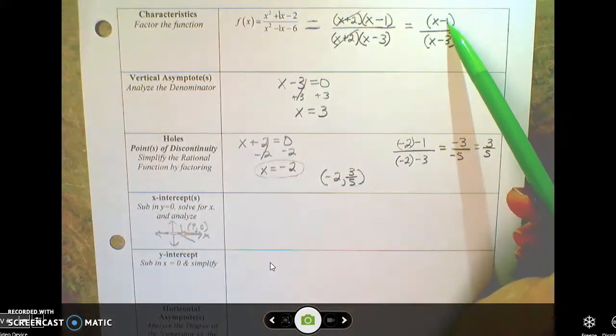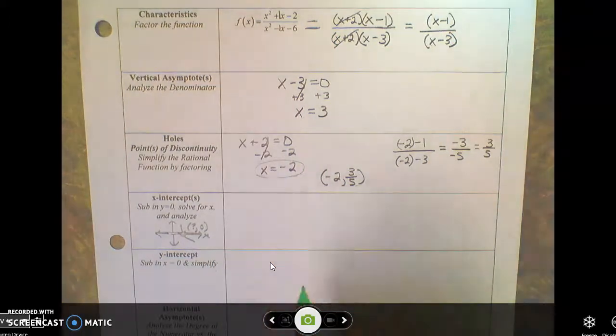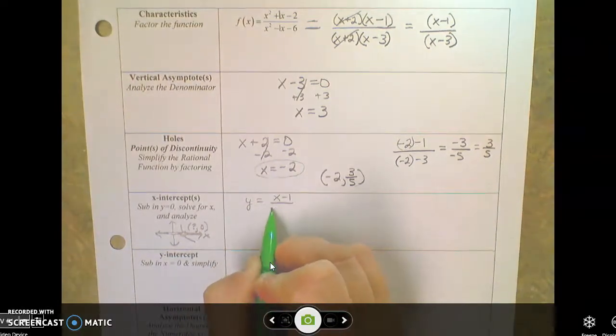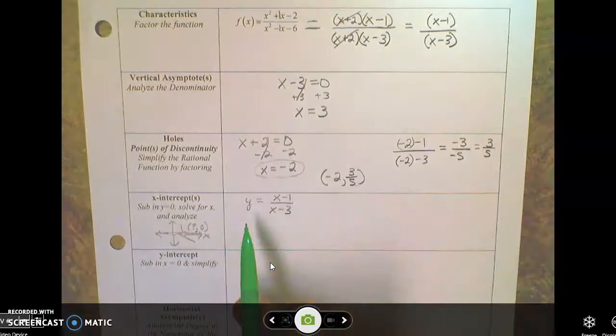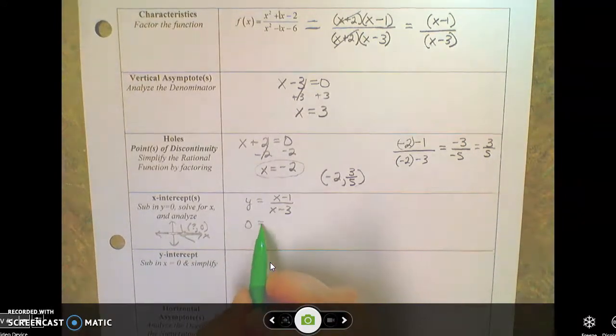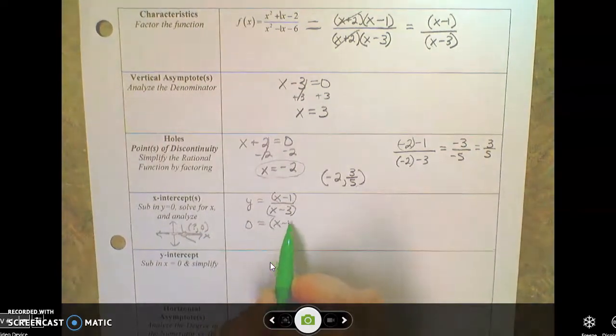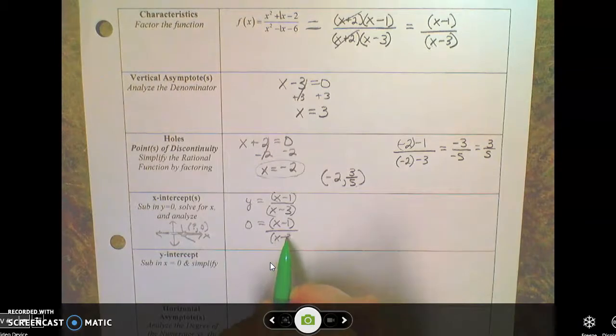What we need to worry about is the simplified part. So I'm going to write that down here. y equals x minus 1 over x minus 3. And again, we know the y value is 0. So we're going to take a 0 and plug it in right here. Let me put my parentheses around here. And then what we are going to do is solve for x.